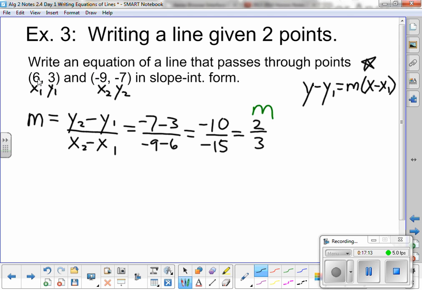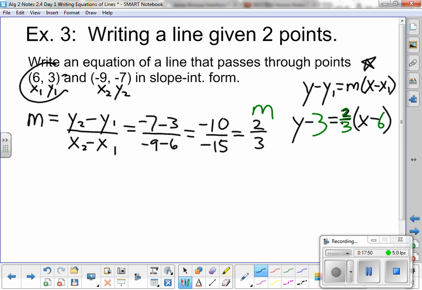I would suggest picking this one, and the reason why is because there's no negatives. You guys tend to make some small mistakes with negatives, so I would rather you use this one, and you would probably rather use that one also. So let's use this one. Okay, so we got y minus y1 is 3 equals your slope, which is 2/3, times x minus, and then your x value that we picked was 6.